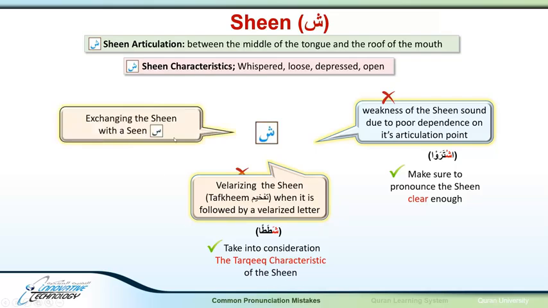The third common mistake of the sheen is exchanging the sheen with a sin or mixing the two together. For example, من الشيطان. In this case, we've started a sin before the sheen, or totally replacing the sheen with a sin, like saying من السيطان. In both cases, it's wrong, and the right way of pronouncing it is like this. من الشيطان. Make sure not to replace the sheen with a sin or mix it with it.